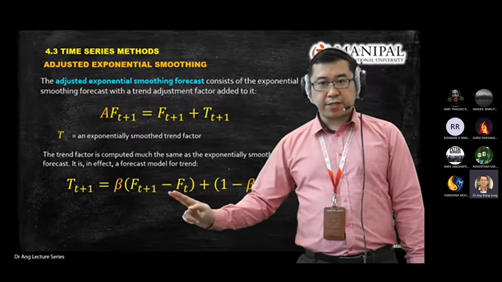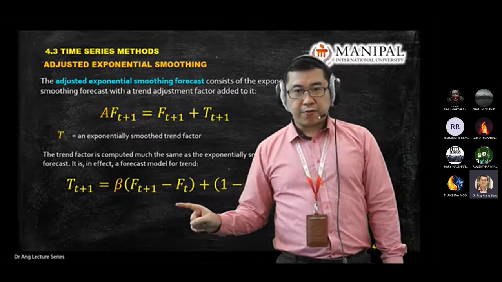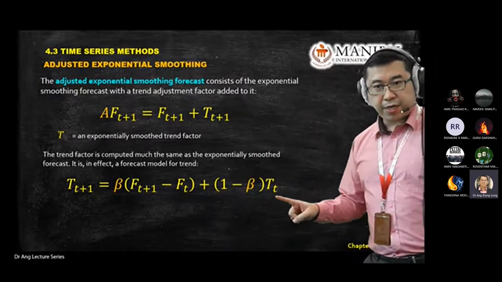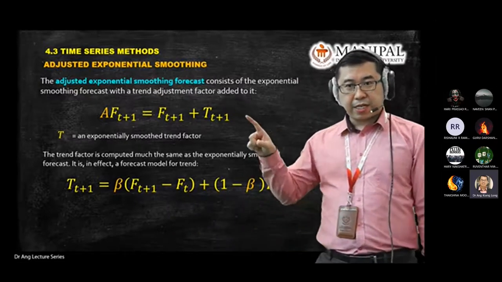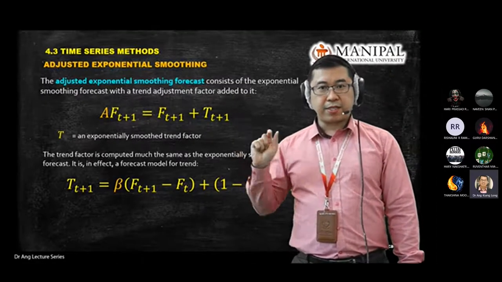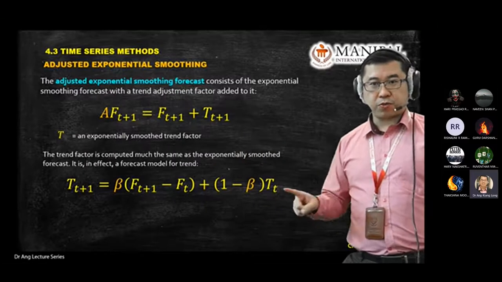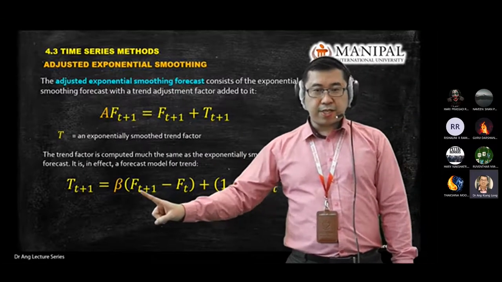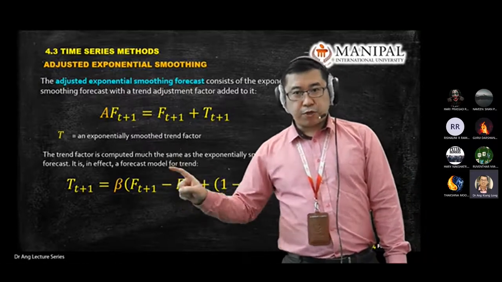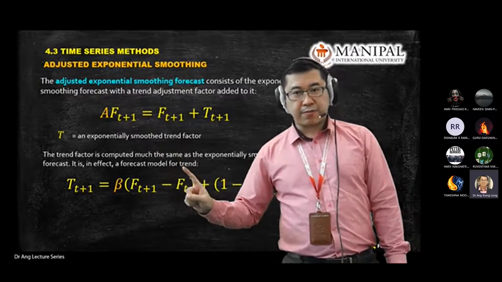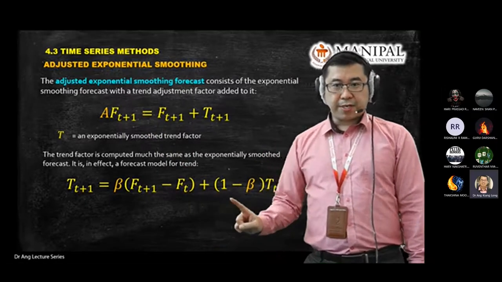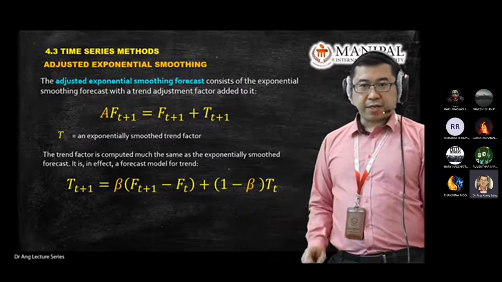So the first component here is the forecast component. The second component here is the trend. It will follow the general equation for adjusted exponential smoothing. The first one, F(t+1), means the future forecast, or the forecast next month, minus the current month forecast, plus the trend, okay, plus the trend.